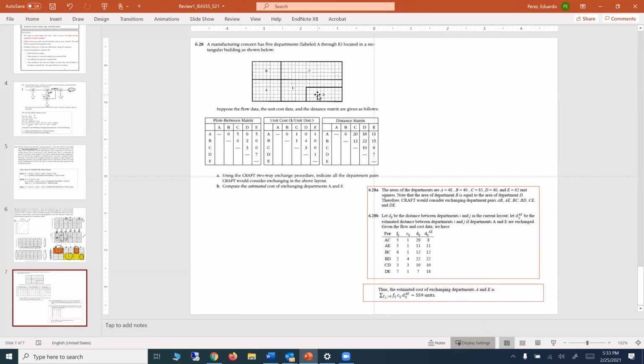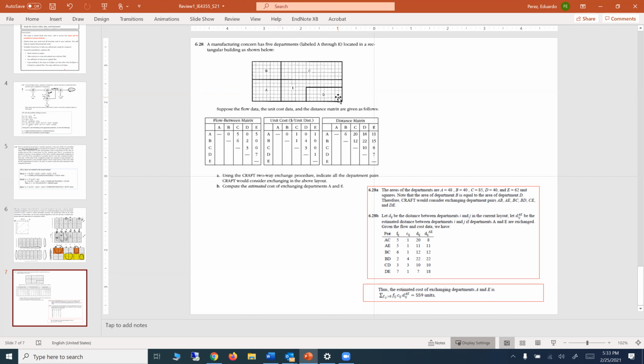The other condition is you have to look at the area. If two departments have the same area and they are not sharing a wall, they can still be considered as a possible exchange. So for example, B and D, they are not located next to each other.